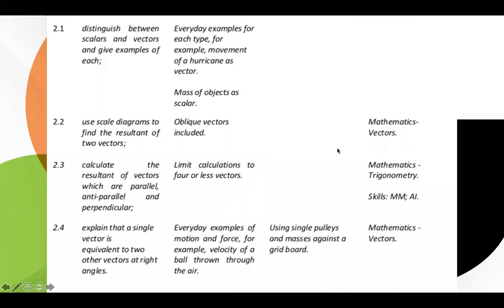So we should distinguish between scalar and vector quantities. Give examples of each. Use scale diagrams to find the resultant of two vectors. Calculate the resultant of vectors which are parallel, antiparallel, and perpendicular. Explain that a single vector is equivalent to two other vectors at right angles. All right, so we'll see how much we can do today.